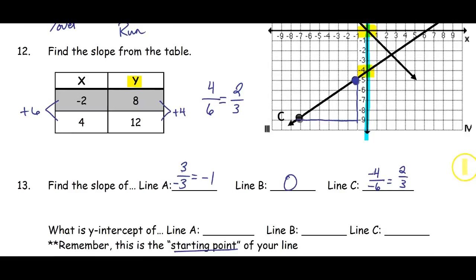So what is the y-intercept of line A? Right in the dead center of the graph? The origin, so (0, 0). Line B would be (0, 4). And line C crosses at (0, -4).